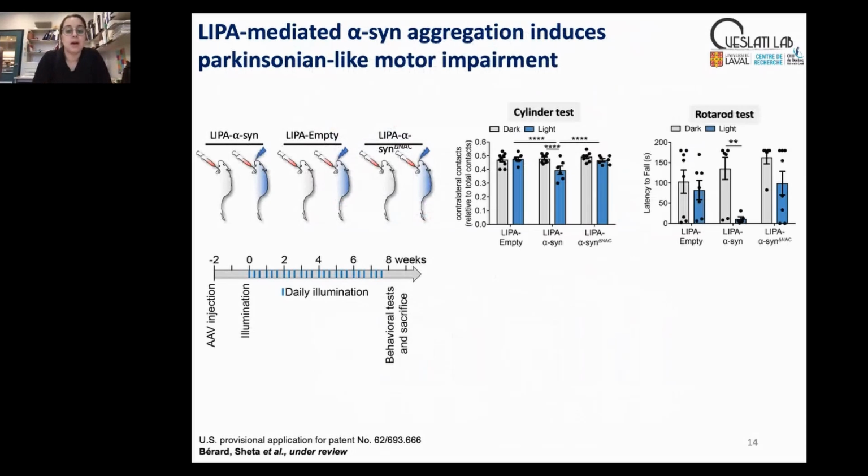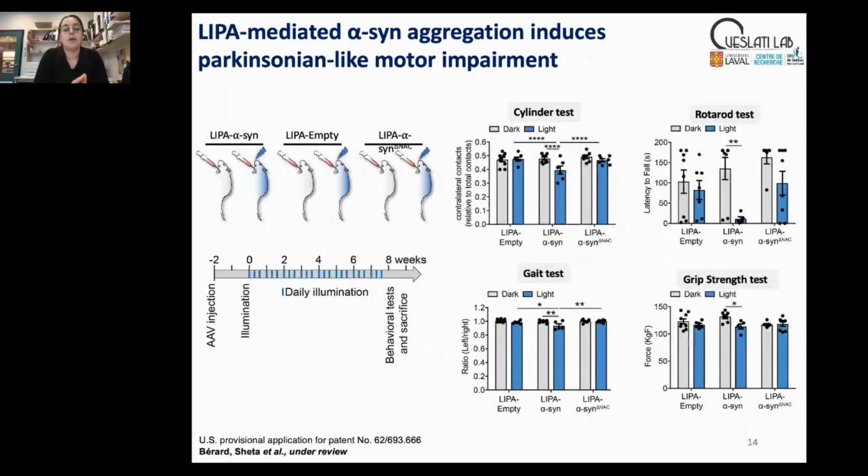We then performed multiple behavioral analyses to confirm what we see in terms of dopaminergic neuronal loss. And we see that the alpha-syn aggregates actually induce Parkinsonian-like motor impairment, as evident with cylinder tests, which we see here. We see loss of coordination with the rotarod test, and we see lack of grip strength as observed here, and also further confirmed with the gait test. So all these data are suggestive of the effect that the LIPA-syn have on dopaminergic neuron loss, presented by the effect on behavioral compartments of the animals.